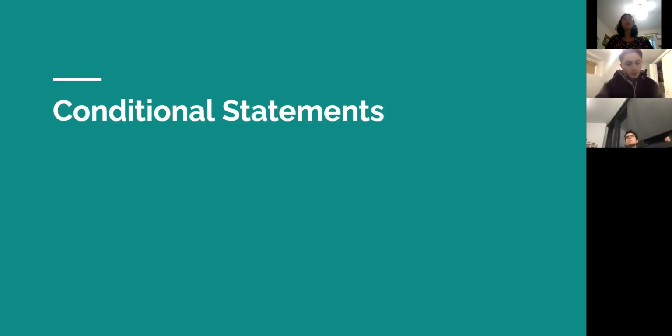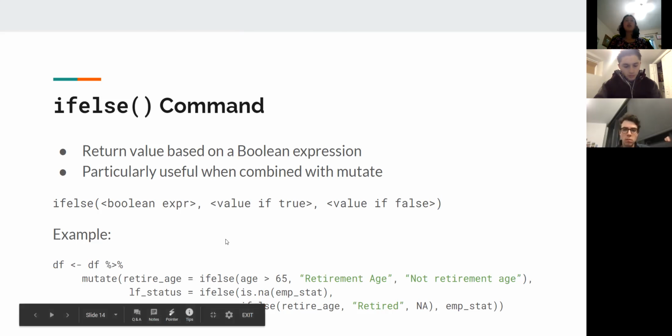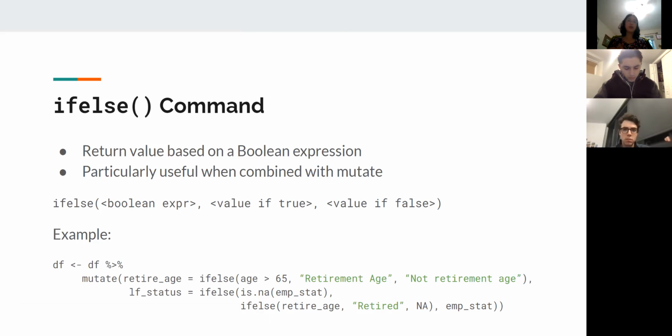So moving on to conditional statements. First, there's this thing in R called the if-else command, and it will return a value based on a Boolean expression. It's particularly useful, for example, when combined with mutate. If you imagine that you have a data frame where you've got an age variable and some kind of employment status, a lot of times, for whatever reason, that employment status variable doesn't include an option for retired.